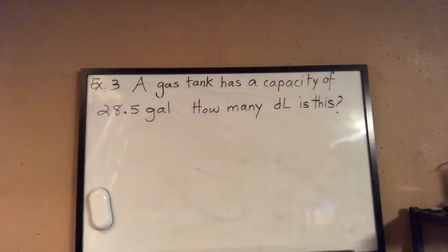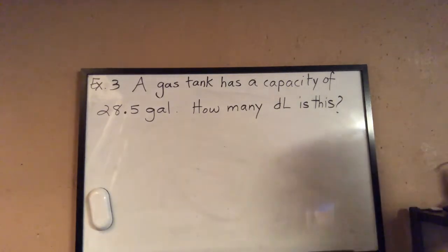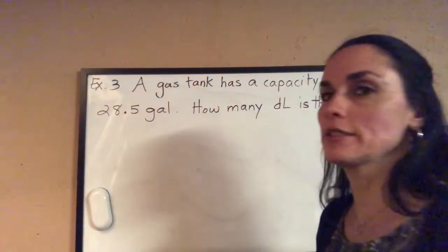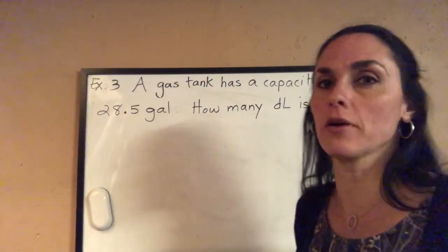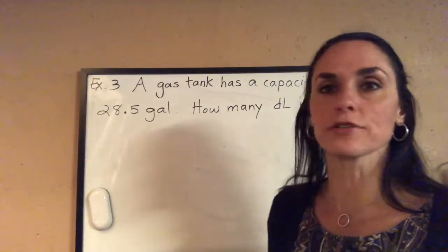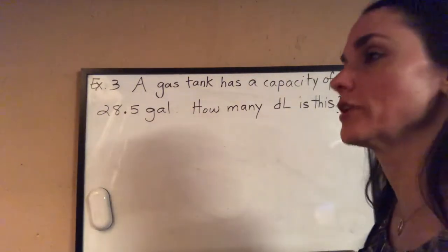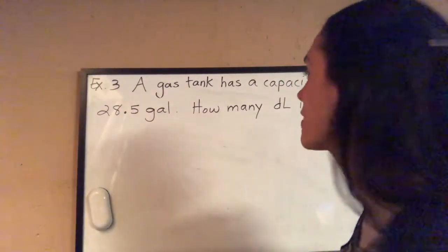A gas tank has a capacity of 28.5 gallons. How many deciliters is this? Outside the United States, if you go to get gasoline in a car, it's usually in units of liters. It's metric units of liters. So you're paying per liter. In the United States, you're used to paying per gallon.